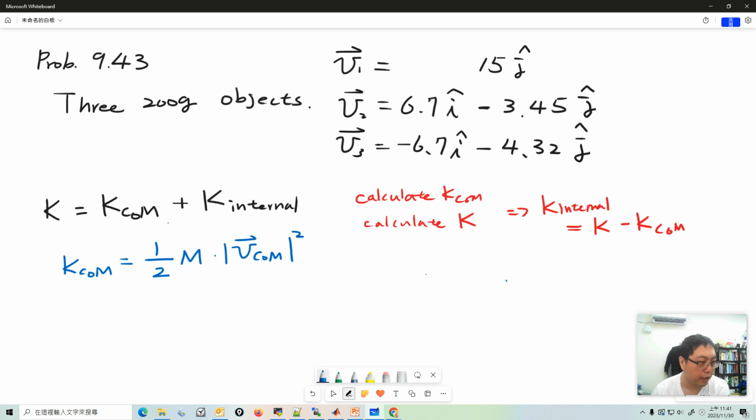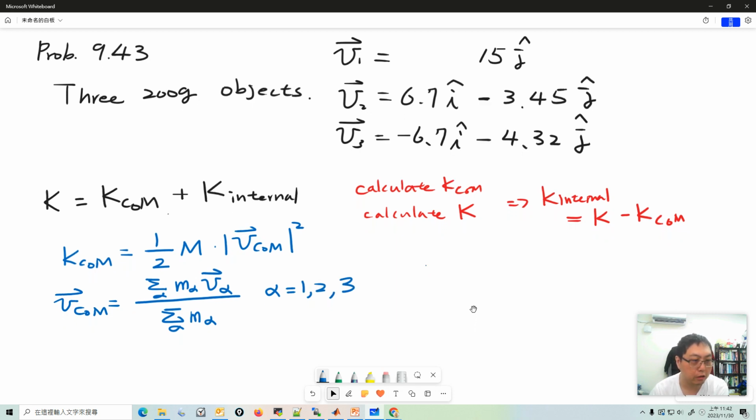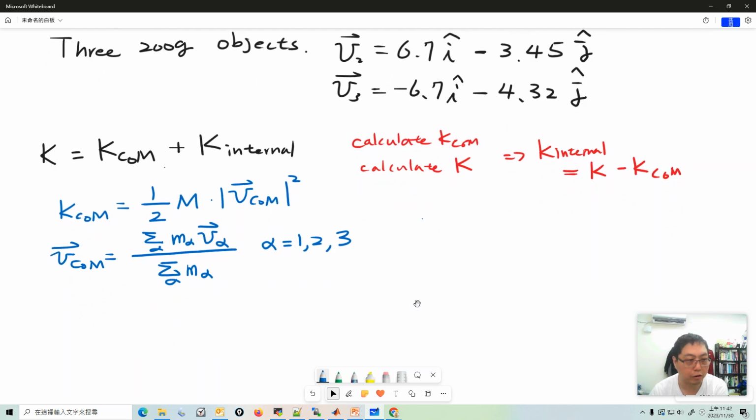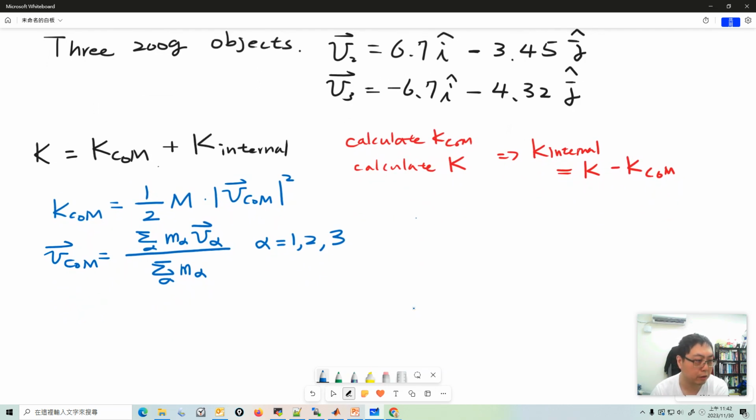The velocity of the center of mass is equal to, still remember the formula, the summation over alpha of m alpha v vector alpha, divided by the summation over alpha of m alpha. In this problem we only have three objects, so alpha is equal to 1, 2, 3. So let's calculate it directly. It's a very long division.